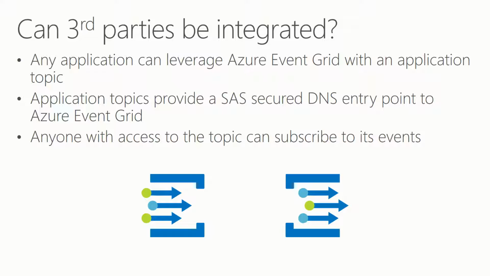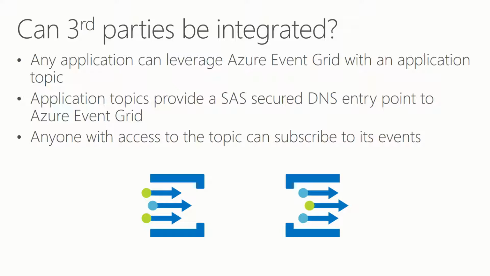So the question is really, can third parties leverage the power of Event Grid and send to native Azure locations just as Azure Blob Storage or any other publisher? And what we've built in order to enable that is application topics. This is that concept that I referred to earlier, that you do need to know if you want to send your own custom events to Event Grid.